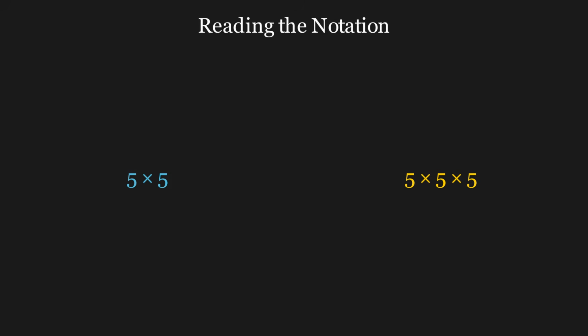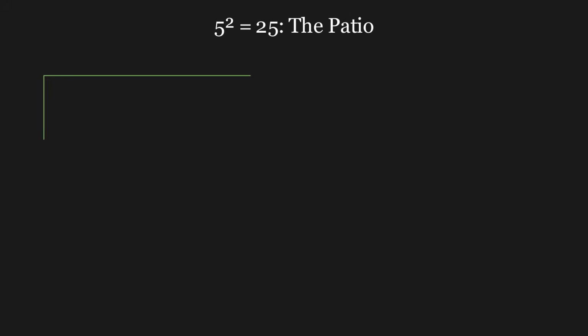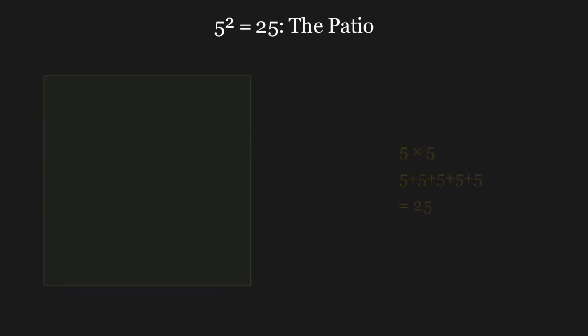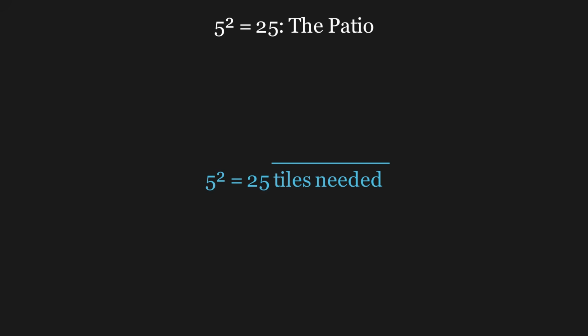Back to the patio. Side length 5 feet, area written as 5 squared. Let's actually walk through it. 5 squared means 5 times 5. That's 5 groups of 5. Or think of it as addition in disguise. 5 plus 5 plus 5 plus 5 plus 5. And either way, you land on 25. 5 squared equals 25. So you need 25 tiles. And squared isn't some mystical math word. It's called that because it's literally the area of a square.